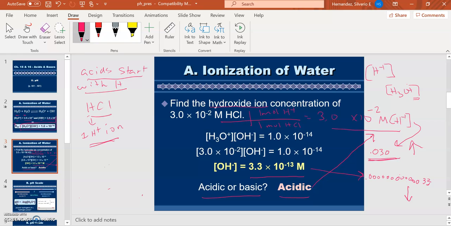So we're looking at the concentration of this hydronium ion to determine if it's going to be an acid or a base. So when the concentration of the hydronium ion is much higher than the hydroxide, it's an acid.